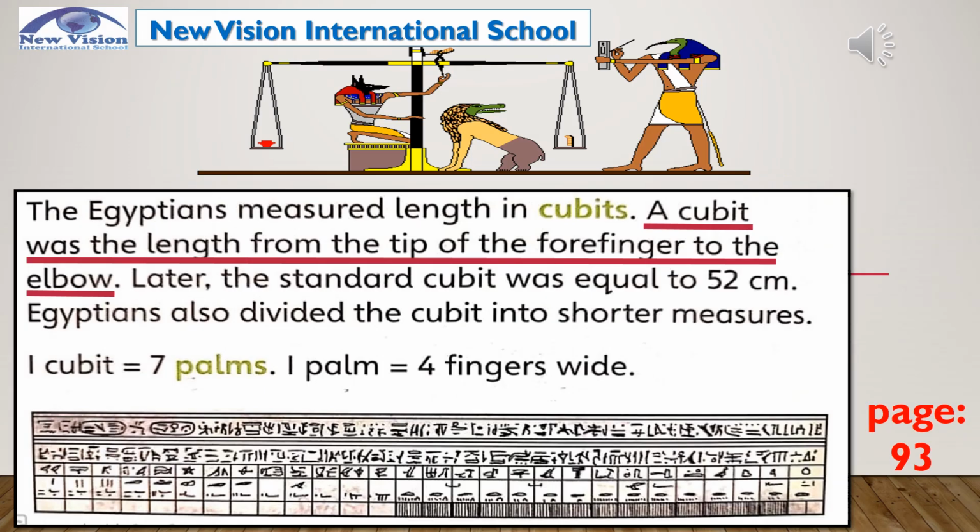The Egyptians measured length in cubits. A cubit was the length from the tip of the forefinger to the elbow. Later, the standard cubit was equal to 52 centimeters. Egyptians also divided the cubit into shorter measures. 1 cubit is equal to 7 palms. 1 palm is equal to 4 fingers wide.